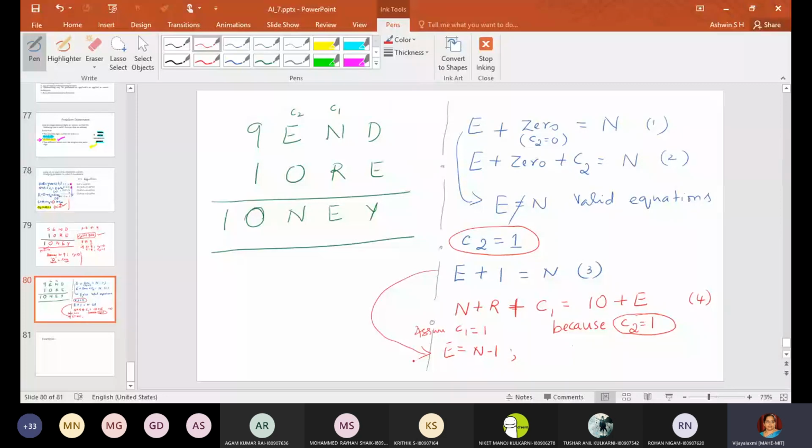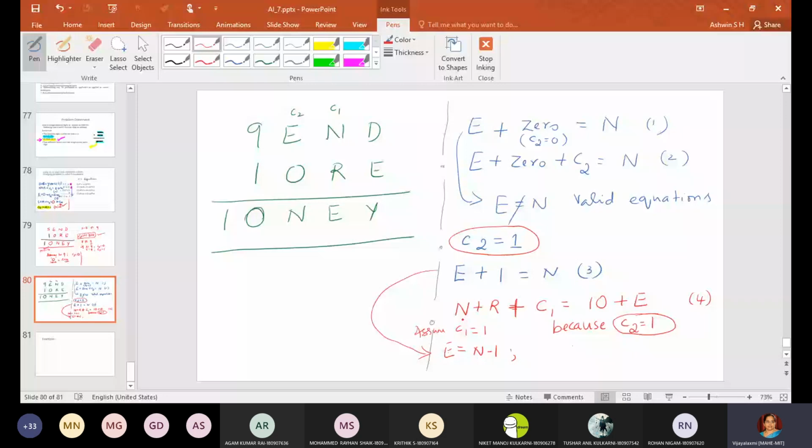Now, C1 I have assumed to be 1. So now what you do, the E value and N value, you substitute in the equation and try to get the value of R.